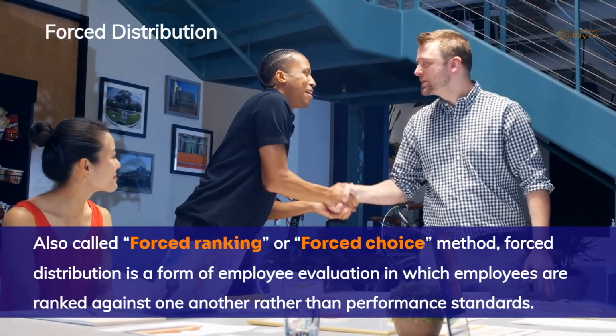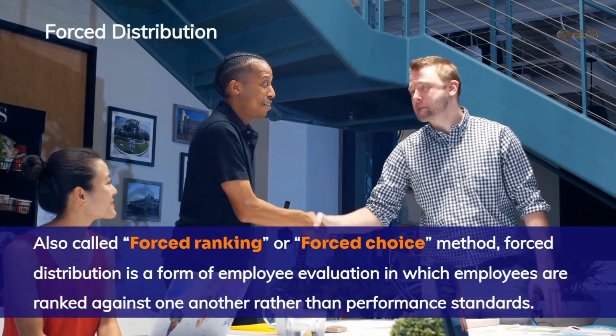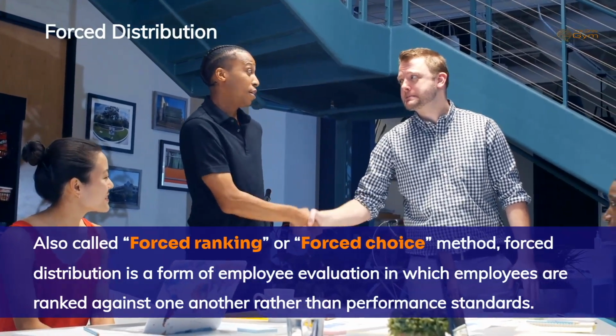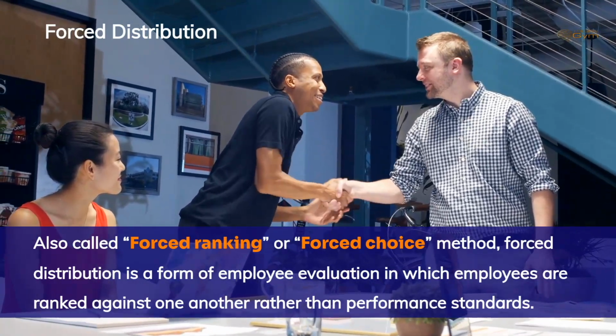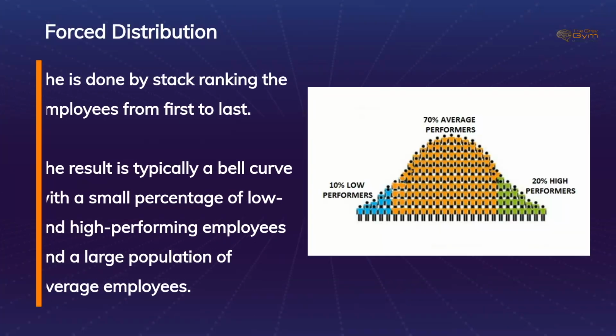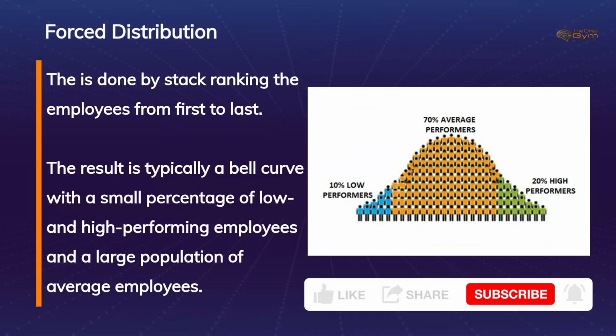Sometimes called the forced ranking or forced choice method, forced distribution is a form of employee evaluation in which employees are ranked against one another rather than performance standards. This is done by stack ranking the employees from first to last. The result is typically a bell curve with a small percentage of low and high performing employees and a larger population of average employees.